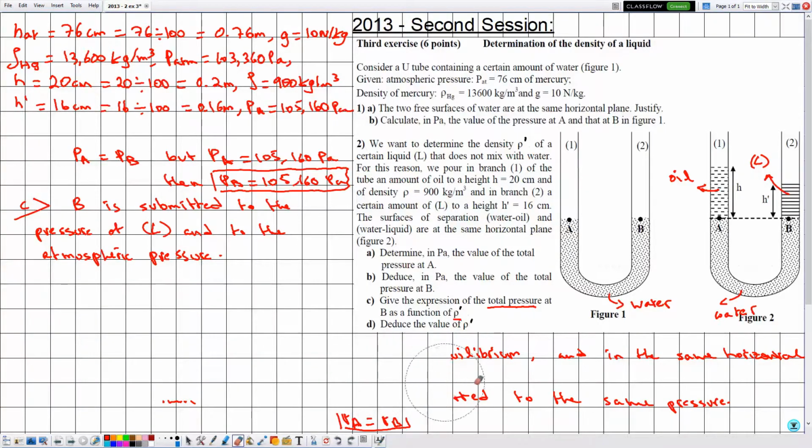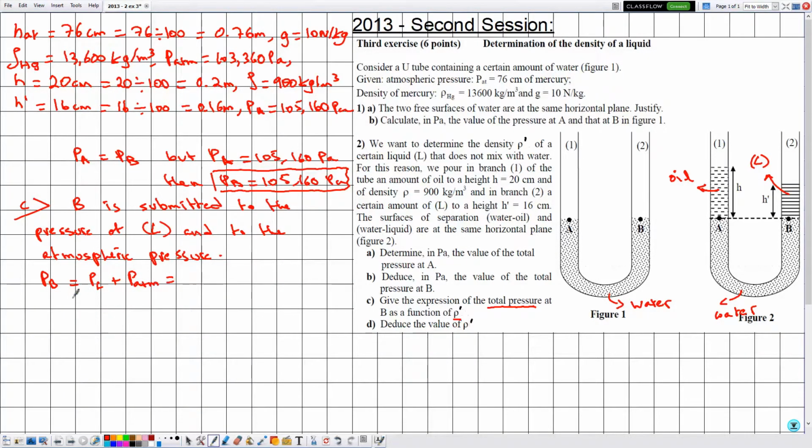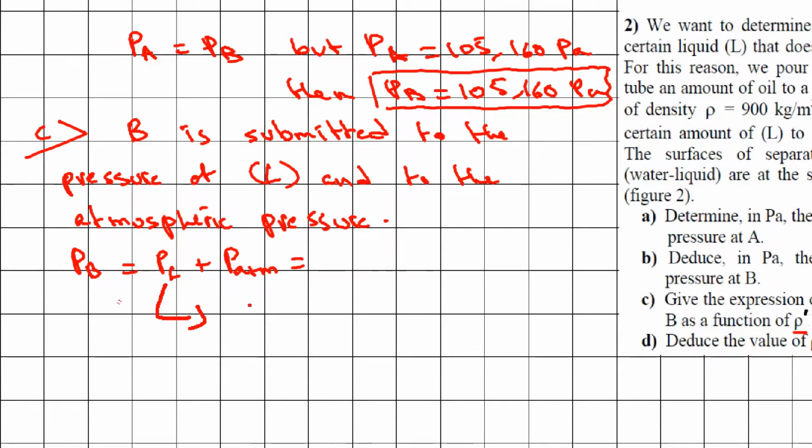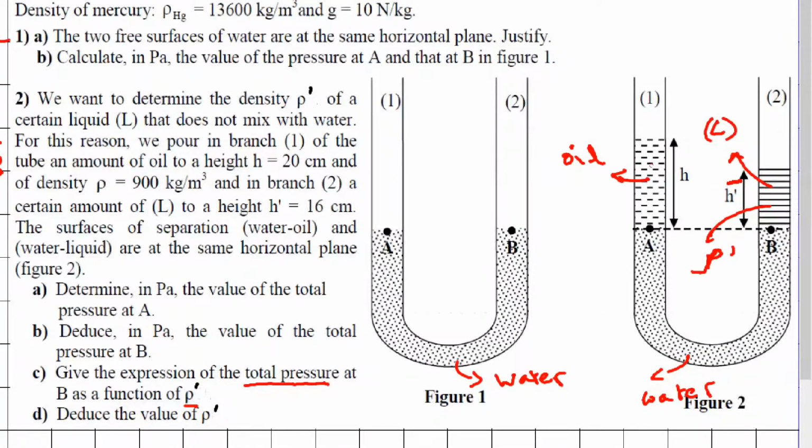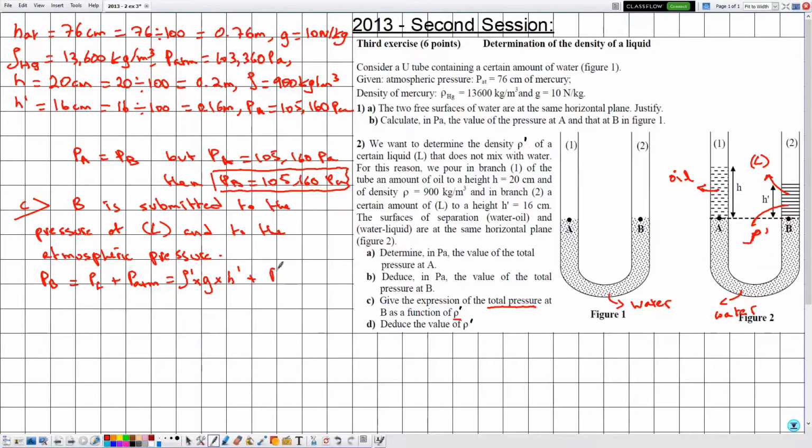And now we are ready to calculate the pressure at the point B, the total pressure. So recall that they usually give half a mark for this statement. So the pressure at the point B is given by the pressure due to the liquid L plus the atmospheric pressure. Now because L represents a liquid, its pressure is given by the density of the liquid times g times h. Now the density of this liquid is denoted by rho prime, so this is rho prime times g times the depth or the height, which is denoted by h prime, plus the atmospheric pressure. Knowing that we need to determine the total pressure at the point B as a function of rho prime, we keep rho prime as a variable.